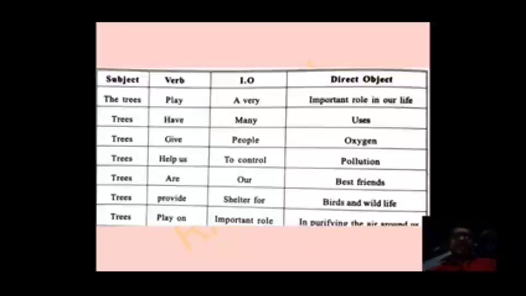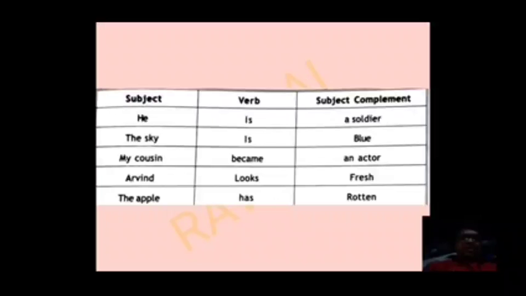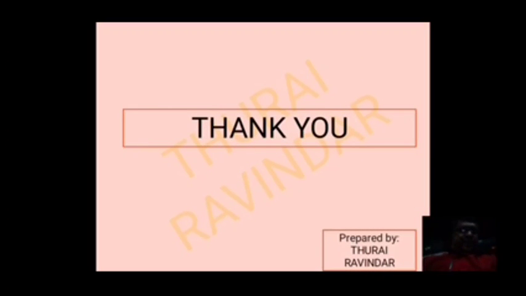And another one is subject, verb, indirect object and direct object. So yeah, last thing, subject, verb and subject complement. Just now we have discussed it because it is very important.